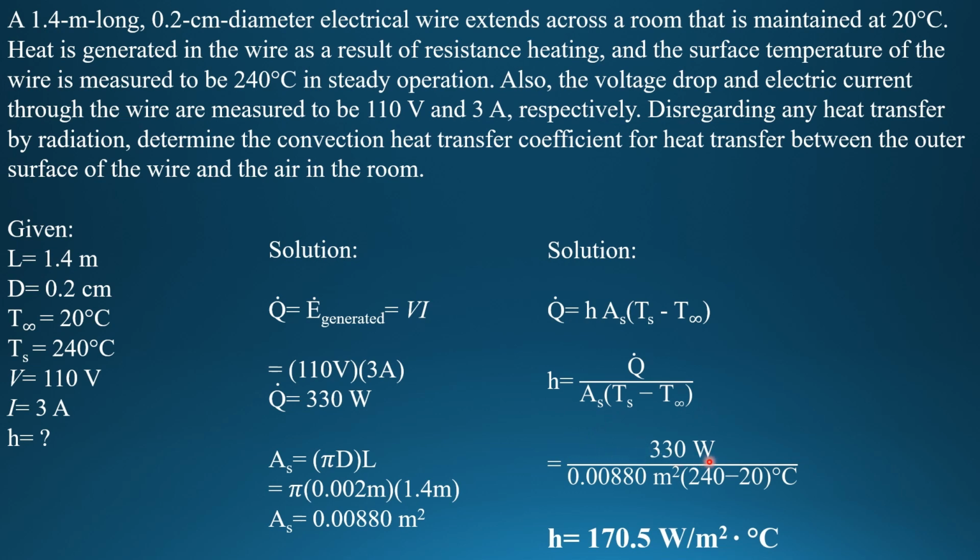In this equation, we'll be plugging in our values. We have here the 330 watts over 0.00880 square meters times 240 minus 20 degrees Celsius, and we have here our heat transfer coefficient, that is equal to 170.5 watts per square meter degrees Celsius. And that is our final answer.